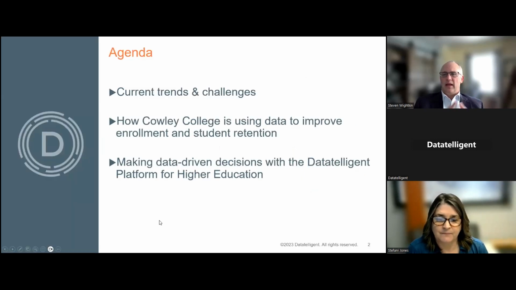So the agenda for today, I'll start off with just doing a brief overview of some of the trends and challenges that higher ed is facing, specifically around enrollment and retention. And then Stephanie and I will have a conversation about how Colley College is using data to address some of these challenges around enrollment and retention. And finally, at the end, I'll do a quick overview of the Datatelligent platform and just give folks a sense of how that can be used to really make yourself a more data-driven organization.